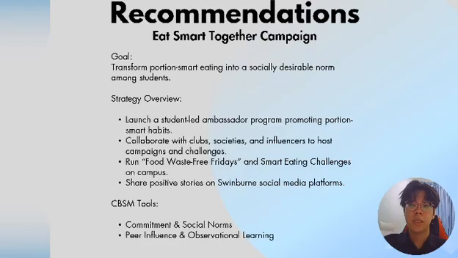My first recommendation is the Eat Smart Together campaign. The goal is to make portion-smart eating socially desirable. This campaign will be student-led, collaborating with clubs, societies, and campus influencers. Activities include Food Waste-Free Fridays, smart eating challenges, and positive storytelling on social media. By using social norms, peer modeling, and commitment strategies, this approach encourages students to choose smaller portions because their friends and communities are doing the same.